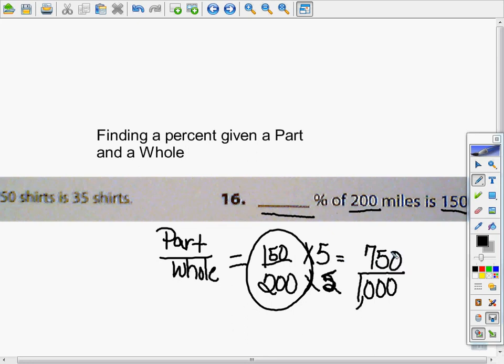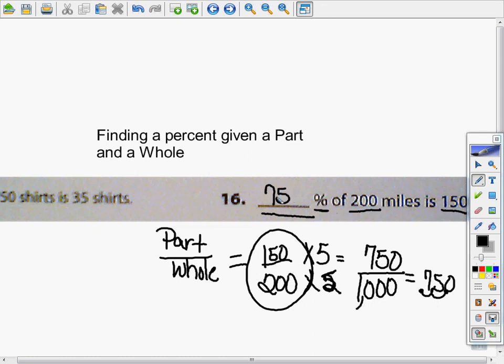750 thousandths. Now, that still doesn't look like we want it to because we have to have a percent. Now, 750 thousandths looks just like 750 thousandths. Knowing their place value behind the decimal really comes in handy right here. The way we take that decimal and make it become a percent is we move it over once, twice, which becomes 75%.